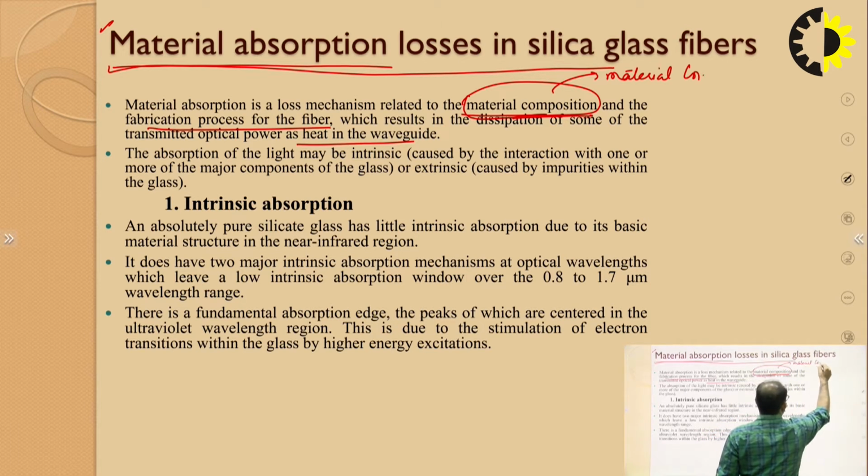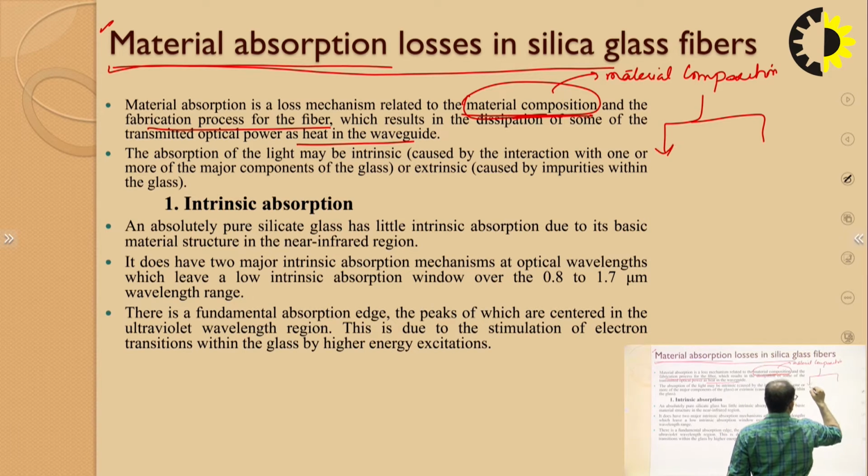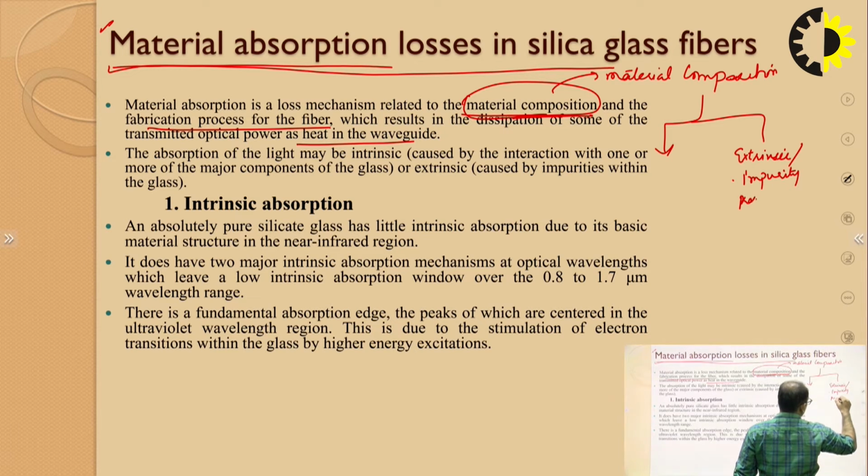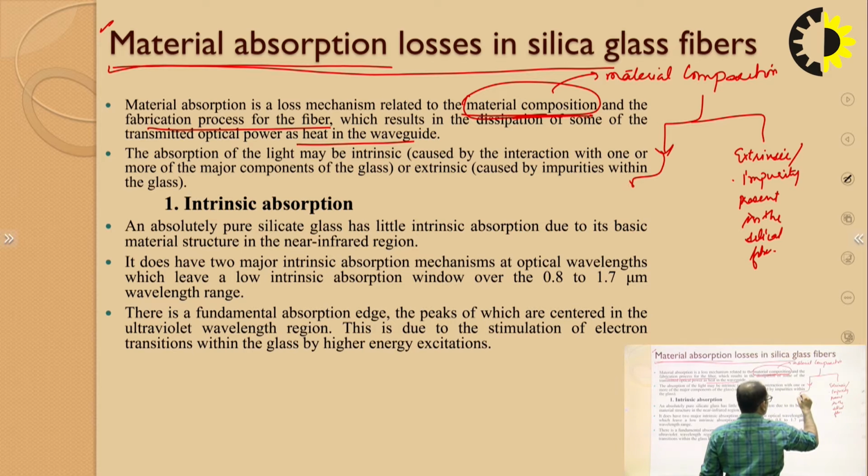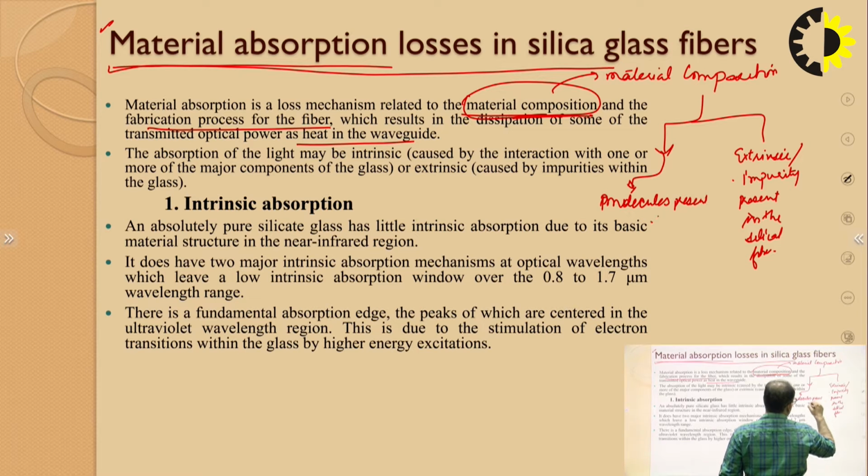Now if I say this absorption is due to the material composition, the material composition can be of two types: absorption due to the extrinsic material or impurity present in the silica fiber, and some absorption due to the molecules present in the silica glass fiber.